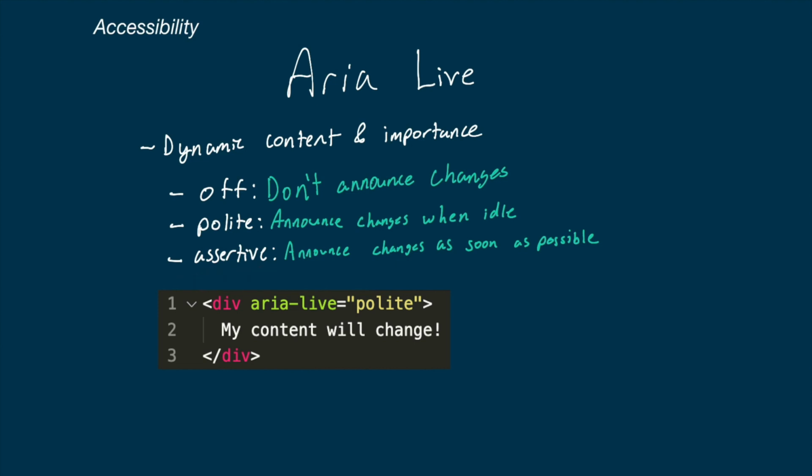Finally, assertive means that this information is of the utmost importance and we need to tell the user about it as soon as possible. This is usually for things like alert messages that we need to tell the user about for them to be able to continue using the application or the website.